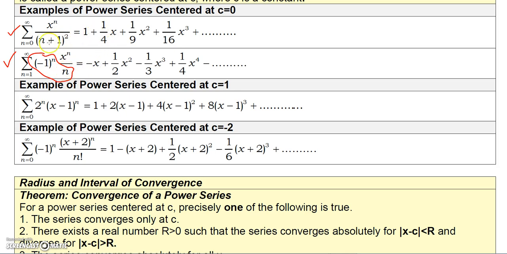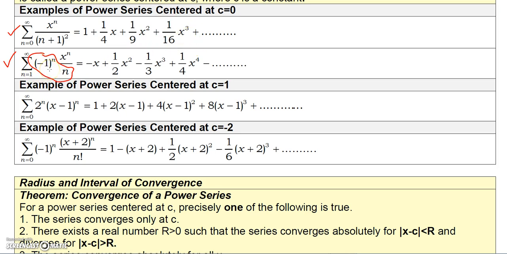Okay, so I'll let you plug values of n in, and you can see if you plug 0 in for n, you just get 1. If you plug 1 in for n, you'll get 1/4 x. If you plug 2 in for n, you'll get 1/9 x squared, and so forth. So you can do that as a little exercise.